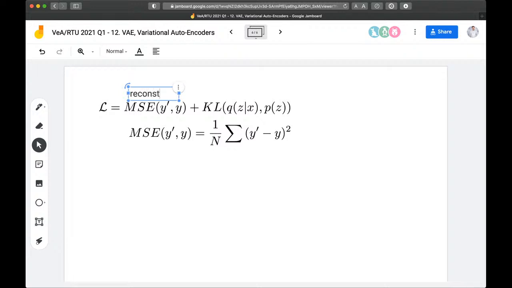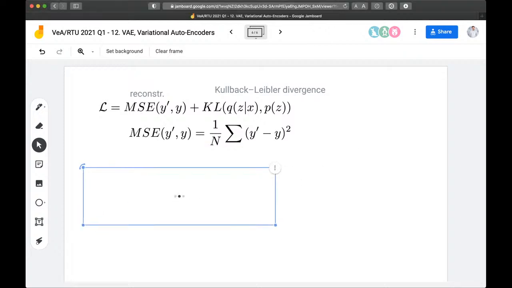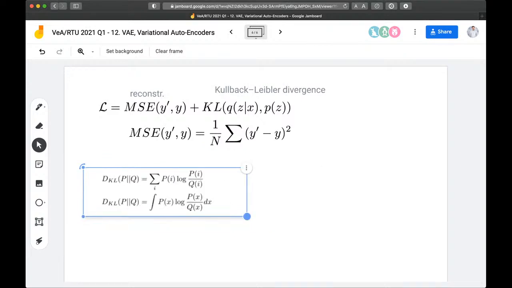Reconstruction, so this is the first one. And the other one, let me add the full name of that one. That one also comes from the entropy, cross entropy family of functions from information theory. So I think you can kind of get those functions from each other in the end. There are some flavors of KL, either continuous or discrete probability distributions. The equations are very simple, but at the same time you need to get around with them.